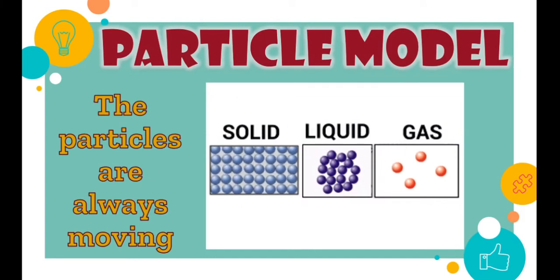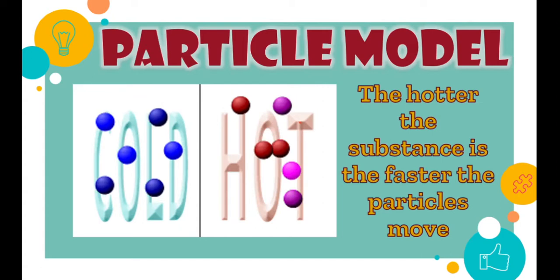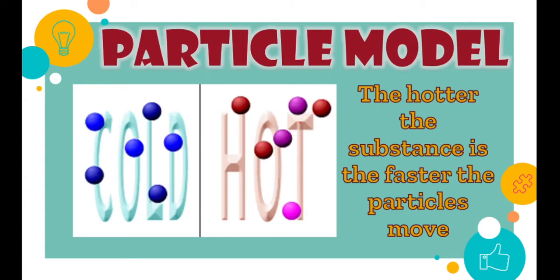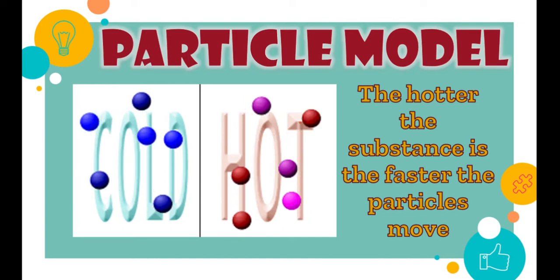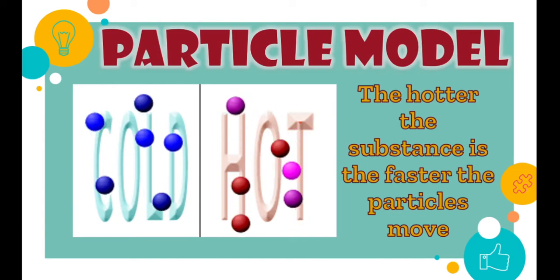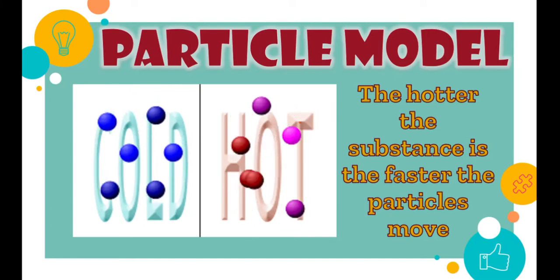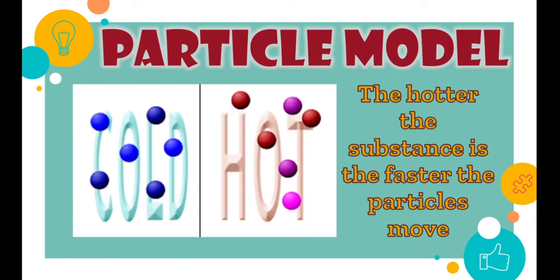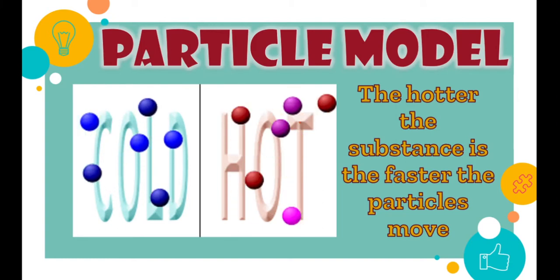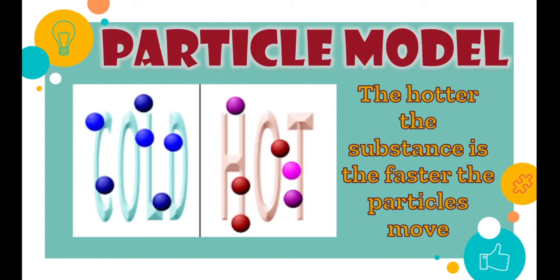The particles are always moving. As you can see here, for the solid, the particles are vibrating. In liquids, the particles are sliding. And for gases, there is rapid motion. The hotter the substance is, the faster the particles move. So we can see here, in a hot substance, the particles move faster than the particles in the cold substance. So, we can assume that particles of hot air move faster than cold air.